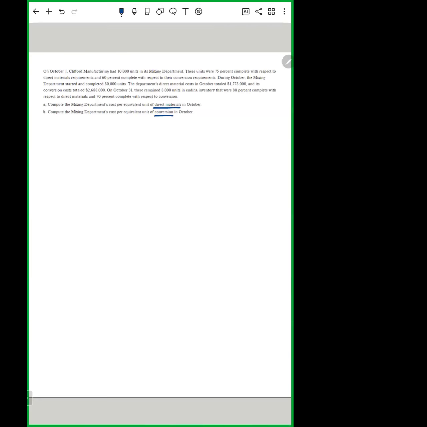All right. So let's set up. All of this is mixing, right? All of it is mixing. But within mixing, we essentially have two parts. We have direct materials and we have conversion. So in total, at the beginning, we had 10,000 units in the mixing department. These units were 75% complete with respect to.